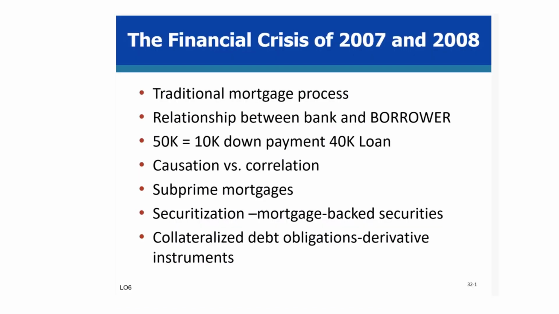Quick review of the traditional mortgage financing process prior to investigating the cause of the 2007 financial crisis. Discuss the relationship between the bank and the borrower. Under the traditional system, any individual interested in mortgage financing needed a 20% down payment. The example on the board here, if Sally or Sam purchasing a home for $50,000 needed $10,000, 20% of the home value down payment, could finance the remaining 80%.